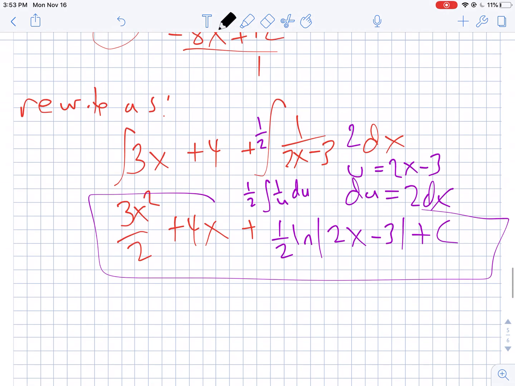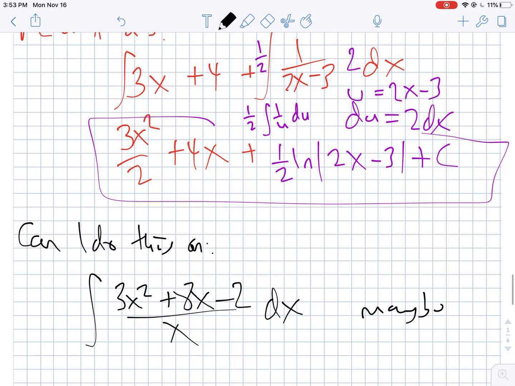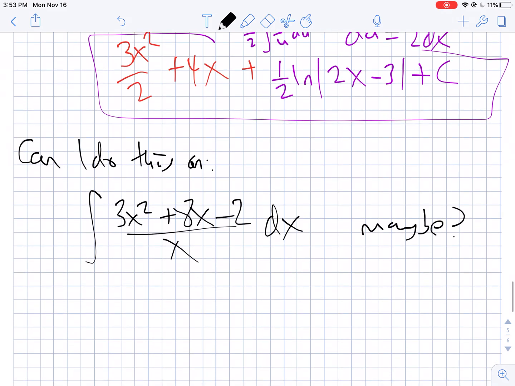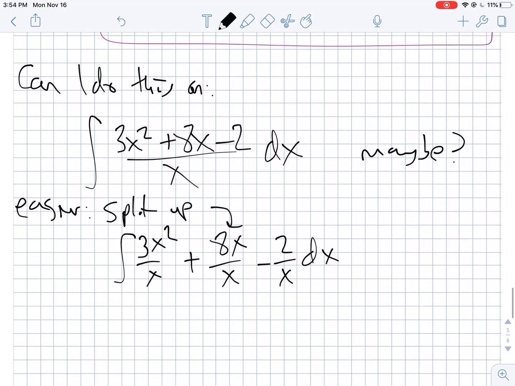Just a couple notes, just briefly. Can I do this on something like the integral of 3x squared plus 8x minus 2 divided by x? Well, the answer is maybe. You can do long division on this, and it'll actually work out. But the easier way is just to split this up into the integral of 3x squared over x plus 8x over x minus 2 over x. The x's cancel, and just do those parts separately. Now, if you want to do long division, you can, but it's going to be a lot less work just to split it up and break it up this way.